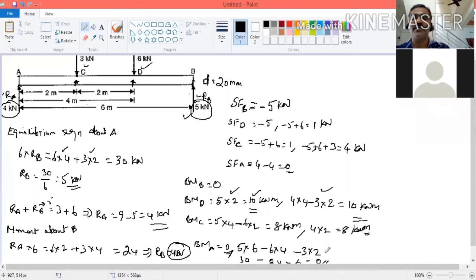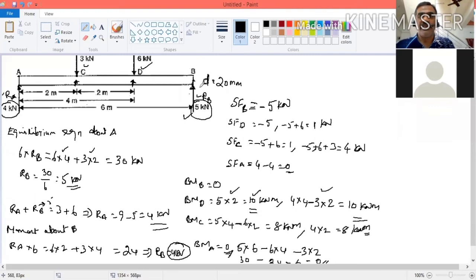You will get 0. So whenever we calculate moment about B, in case of a simply supported beam, it will be 0 at the supports. In a cantilever beam, at the support it is maximum, but in a simply supported beam, at the supports it will always be 0. You can straight away write here it is 0. A is also 0, B is also 0.